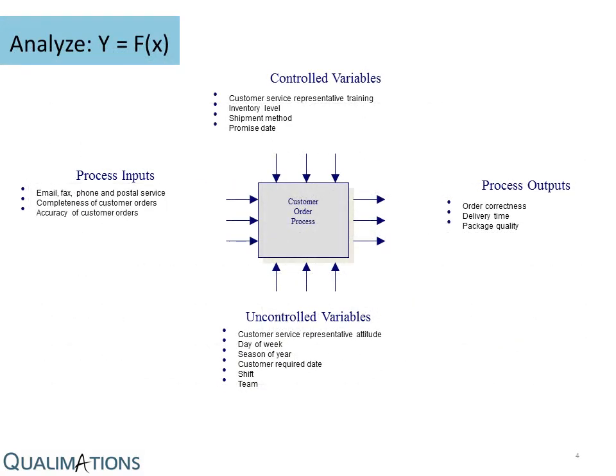In terms of x's and y's, the analyze phase uses statistical tools like hypothesis tests, regression analysis, design of experiments, verifying and quantifying x to y relationships. Knowing which x actually affects y is critical. This is done by various kinds of statistical tests including correlation.